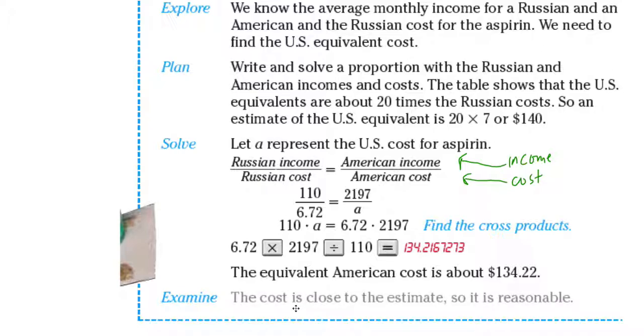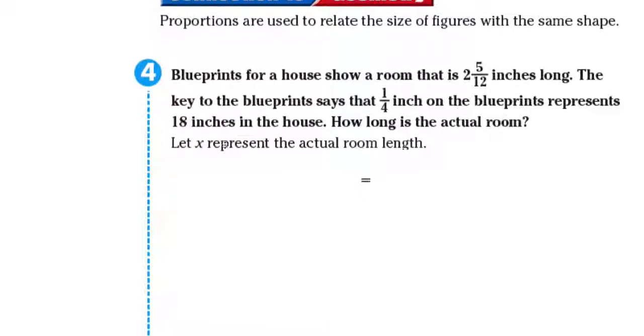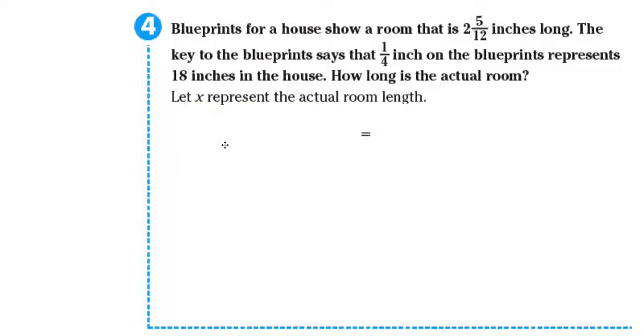And finally, to be able to check our answer, the cost is close to our estimate, so it is reasonable, because the cost is around $140, our estimate, and our actual cost is very close to that. And let's connect this to geometry. Last example. Proportions are used to relate size of figures with the same shape. Okay, let's take a look at example 4.